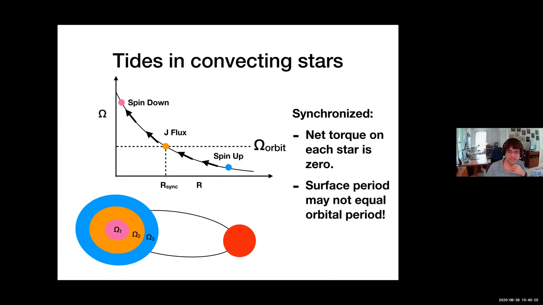So this is the definition we'd like to suggest for synchronization in these cases. And importantly, this means that the surface period of a synchronized star may not equal the orbital period, even if the orbit is circular. So that's sort of the prediction we want to use to then measure differential rotation. We want to turn it around and make a measurement.